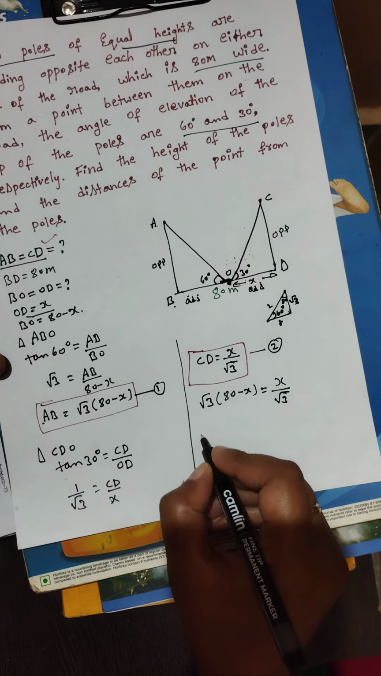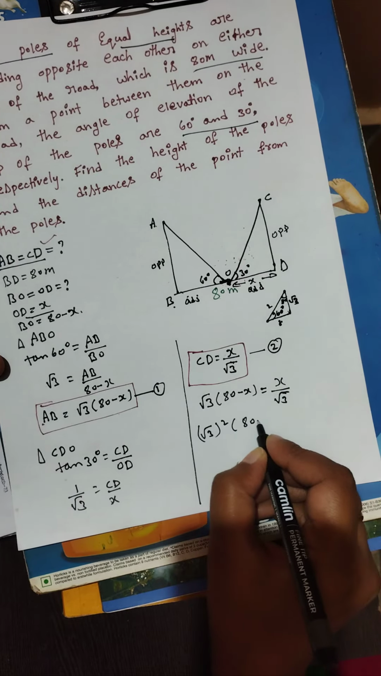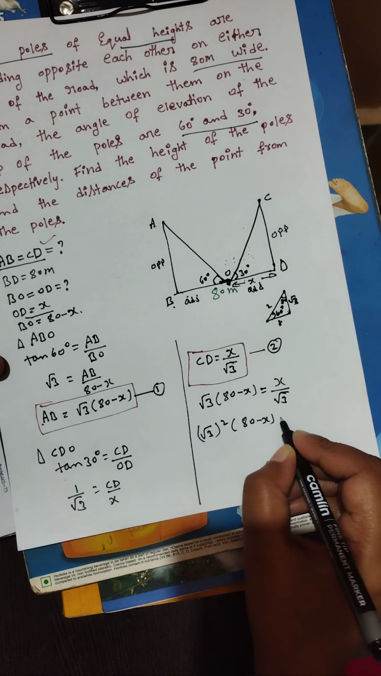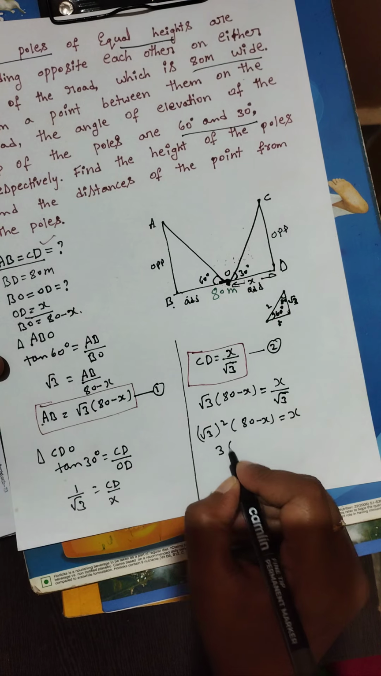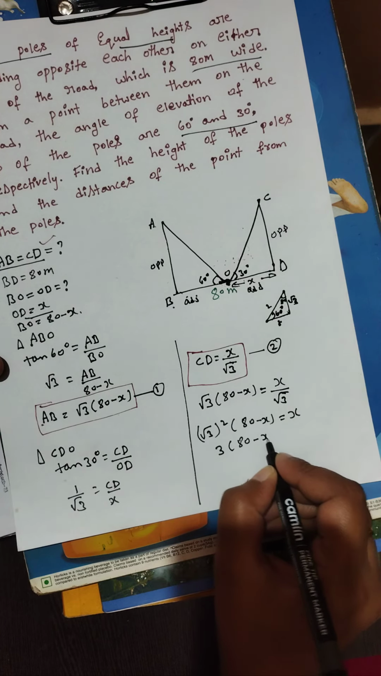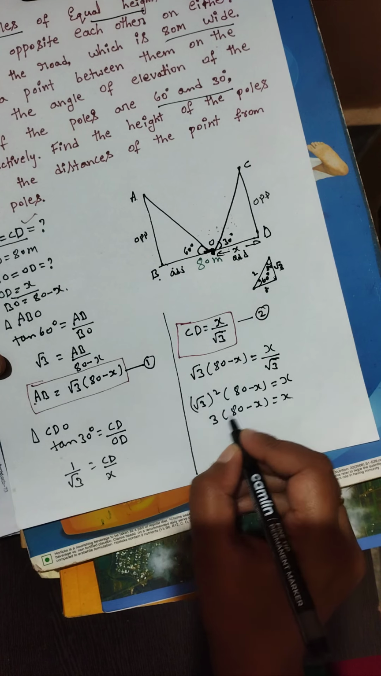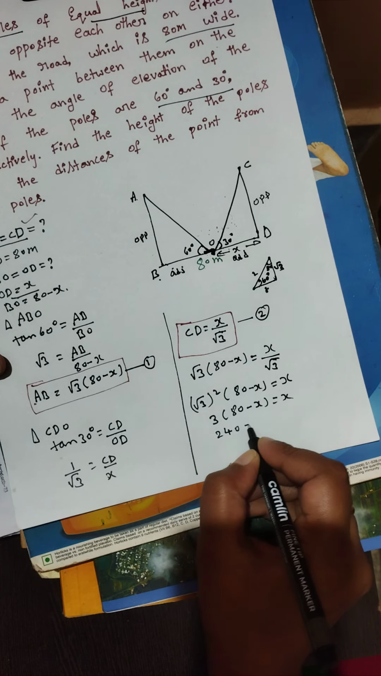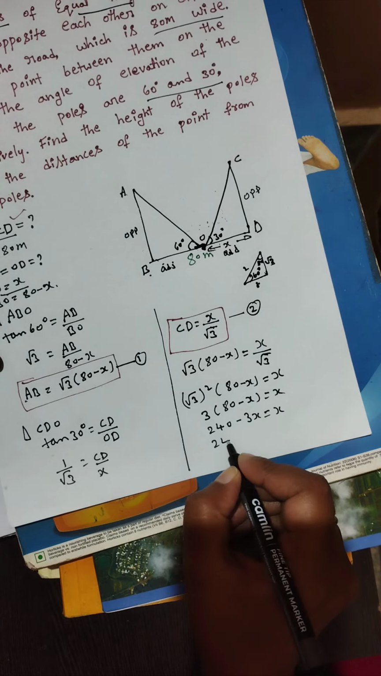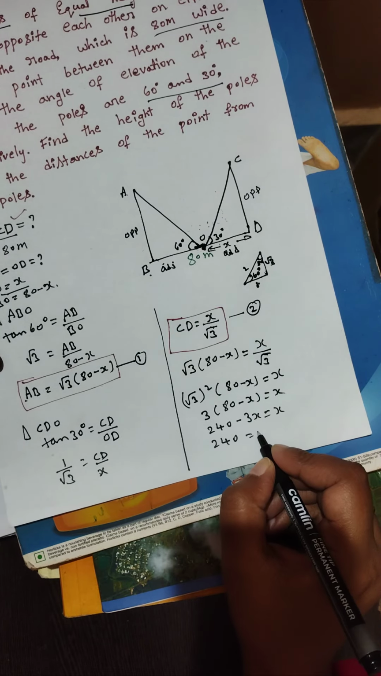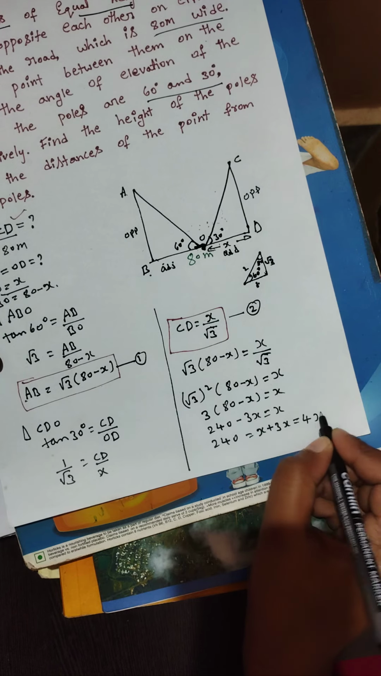Root 3, if you cross multiply that, it becomes root 3 whole square into (80 minus x), equal to x. So root 3 whole square is nothing but 3 into (80 minus x), equal to x. So what will you get? 8 3s are 24. That is 240 minus 3x is equal to x. So 240 is equal to, shift your 3x to the RHS, x plus 3x, it is equal to 4x.